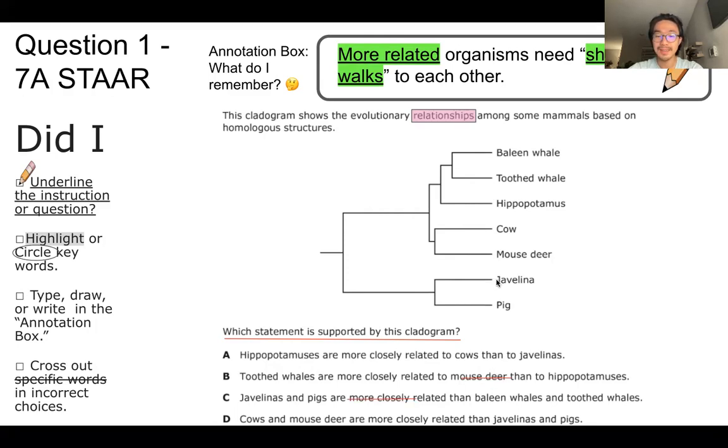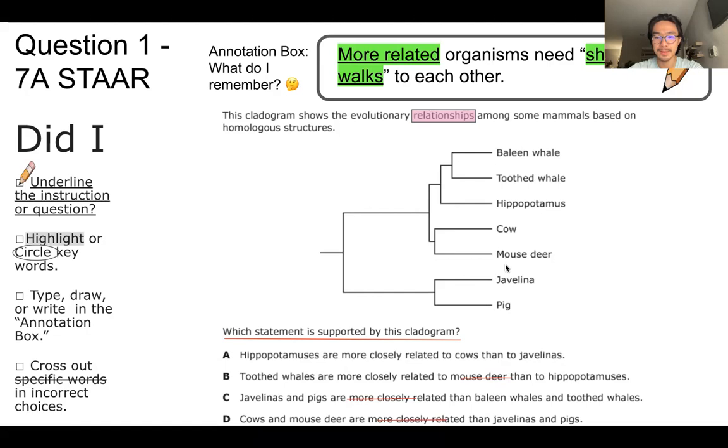Let's look at javelina and pigs. So they are pretty close, right? It's a very short walk. So that means they're very related. Now let's see about baleen whale and toothed whale. Okay. So they're both pretty short walks, so it's pretty hard to compare. I think these two are probably just as closely related as these two because the walks are about similar in distance. Now let's look at D.